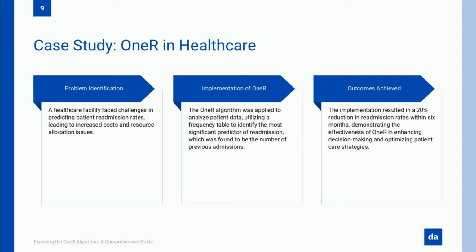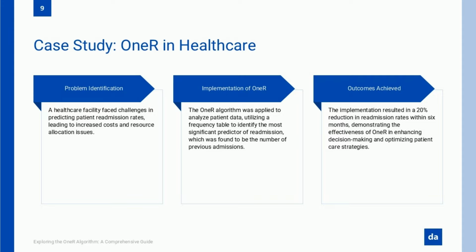Whenever a patient met this criterion, doctors and nurses would provide additional follow-up care, offer specialized treatment plans, and ensure proper post-discharge support. The results were impressive. Within 6 months of implementing OneR, the hospital reduced readmission rates by 20%. This translated to lower costs, improved patient care, and a more efficient use of medical resources. Even better, the simplicity of the rule made it easy for doctors and administrators to understand and act upon without needing specialized training in machine learning.